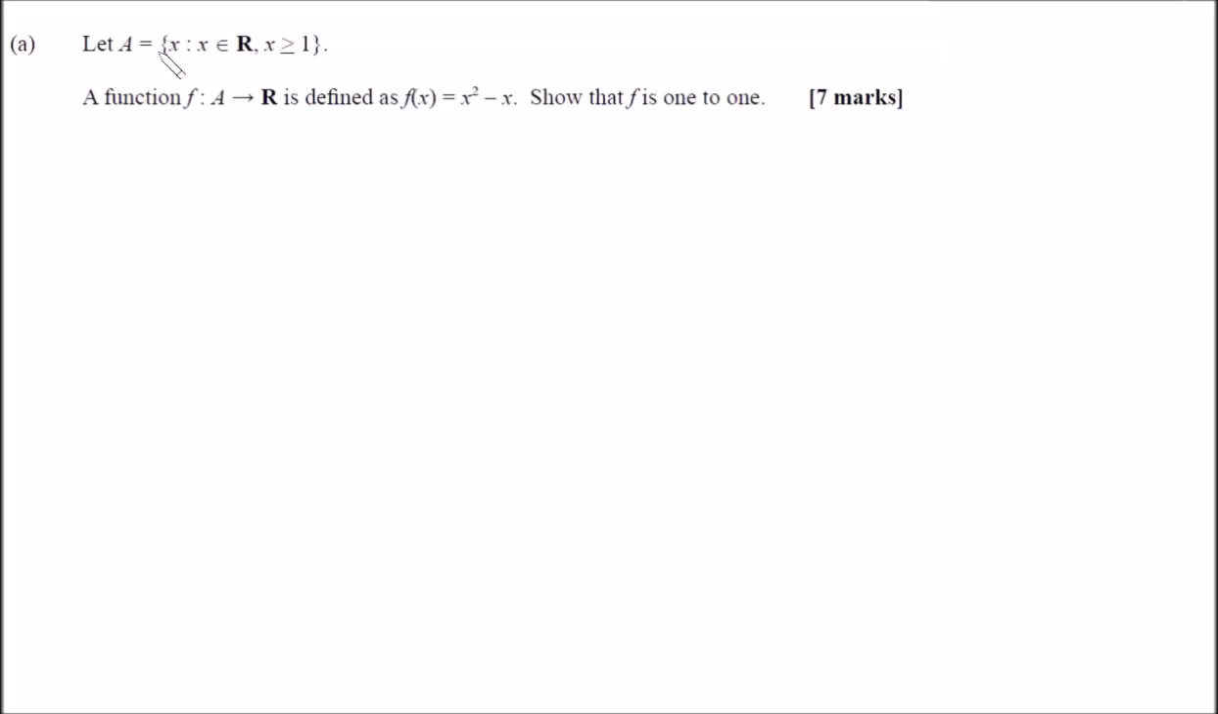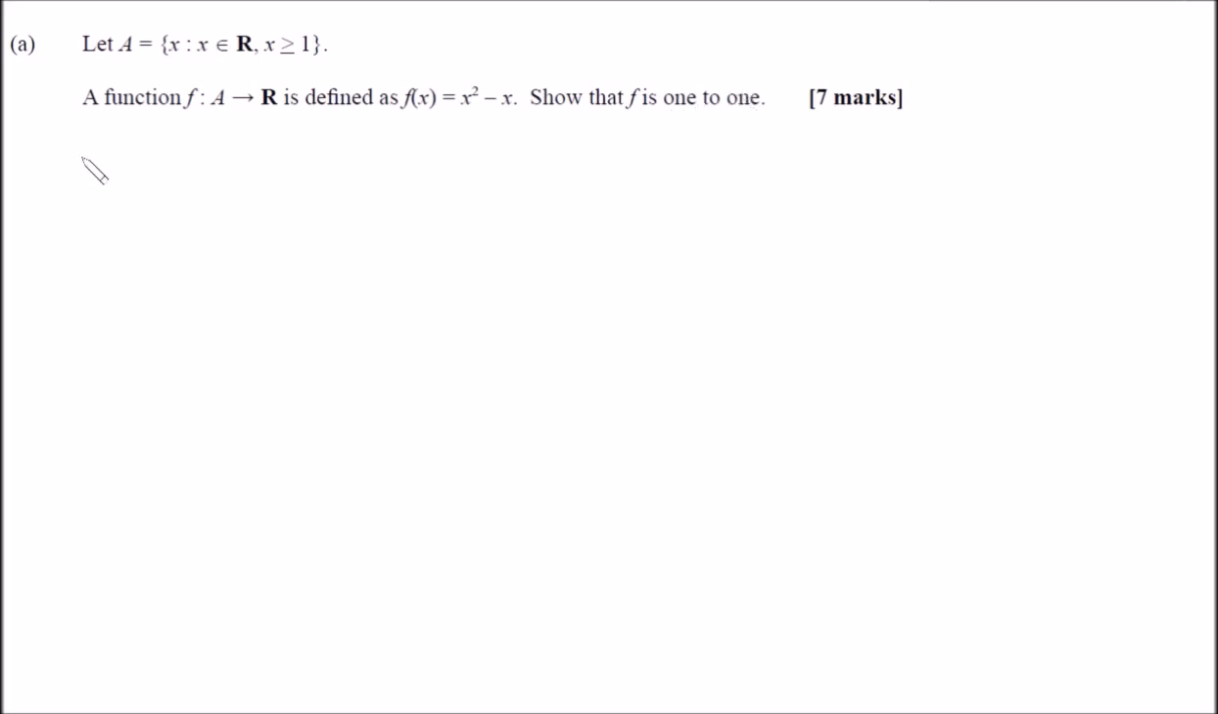Let A be the set of x, x being a real number, but x is greater than or equal to 1. Now a function f from A to the real numbers is defined as f of x is equal to x squared minus x. Show that f is 1 to 1.